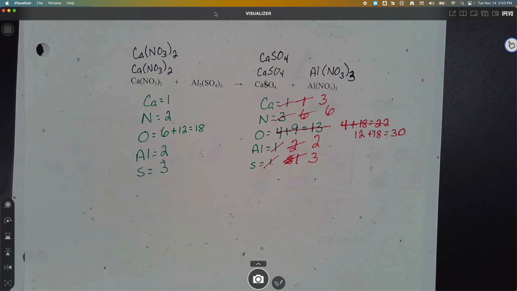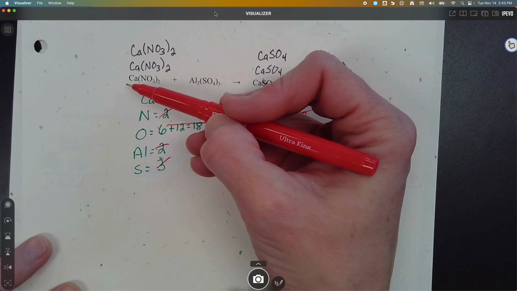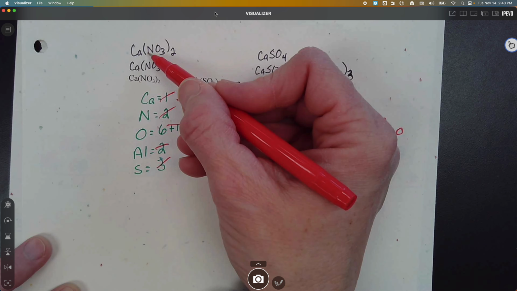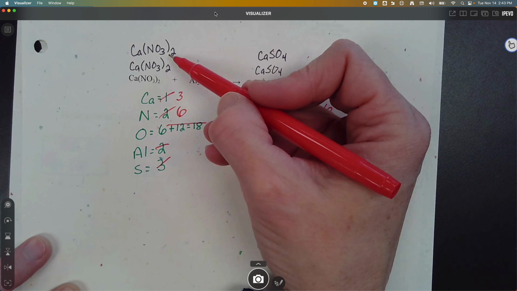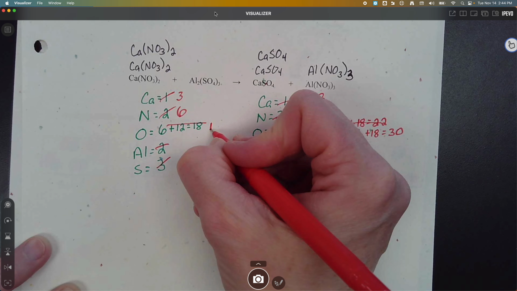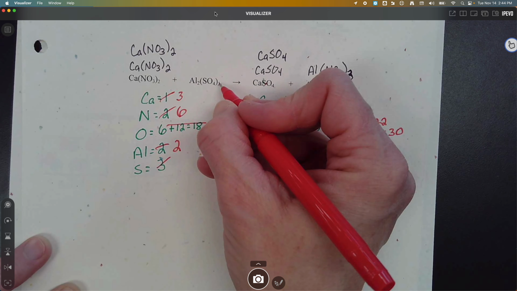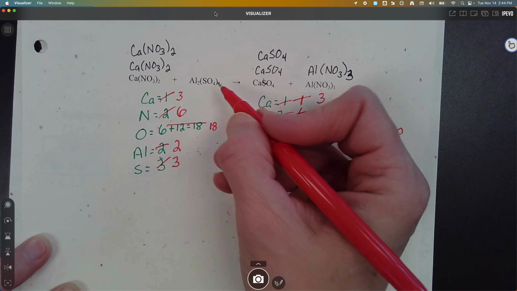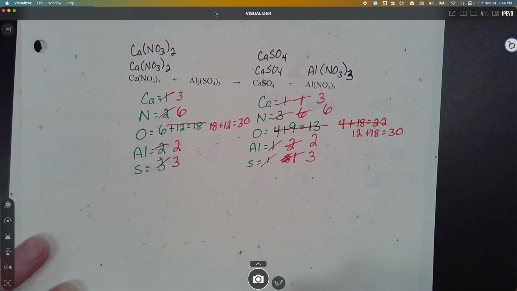And when I add more, I have to recount. Okay, calciums, 1, 2, 3. Nitrogens, the 2 is distributing in, so we really have 2, 4, 6 on the nitrogens. Oxygens, 2 times 3 is 6, so I have 6, 12, 18 at that stage of the game. Aluminums, I have 2. The 3 distributes in, so sulfurs, I have 3. 3 times 4 is 12, for a grand total of 30.